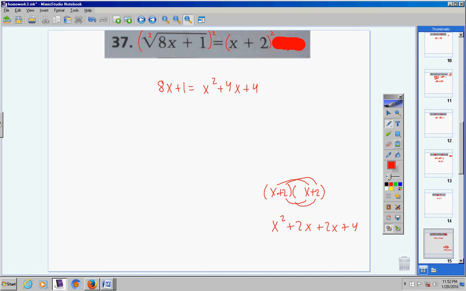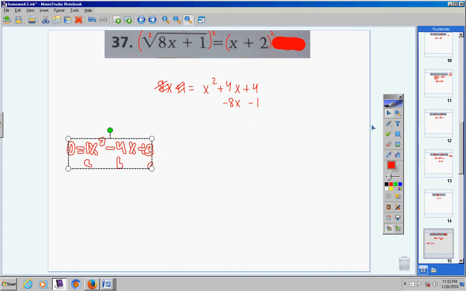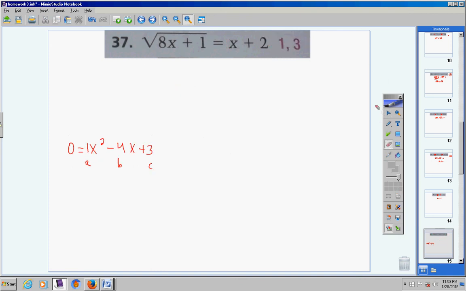Alright? Now right away you notice you have a quadratic equation. So you know you want to get one side equal to 0, so bring your 8x over and make it negative 8x. Bring your 1 over and make it a negative 1. So we're left with 0 equals x squared negative 4x positive 3. So a equals 1, b equals negative 4, and c equals 3. Alright? And let's see what happens.